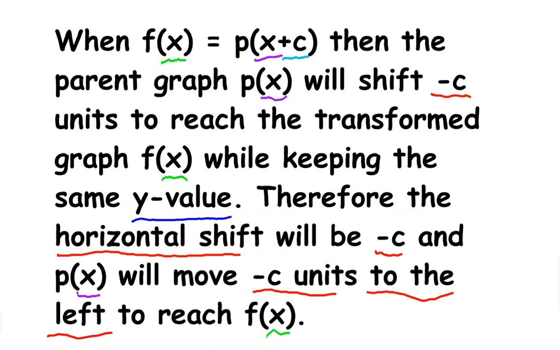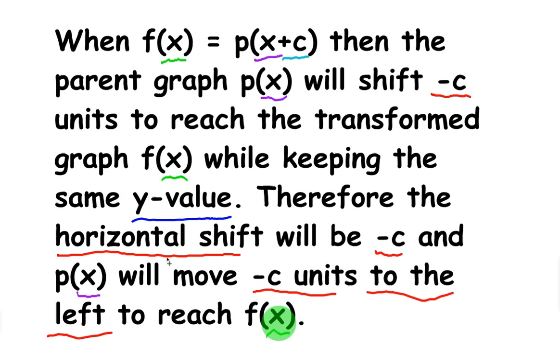Okay, so when f of x equals p of x plus c, then the parent graph p of x will shift negative c units to reach the transformed graph f of x while keeping the same y value. Therefore, the horizontal shift will be minus c, and p of x will move negative c units to the left to reach f of x.